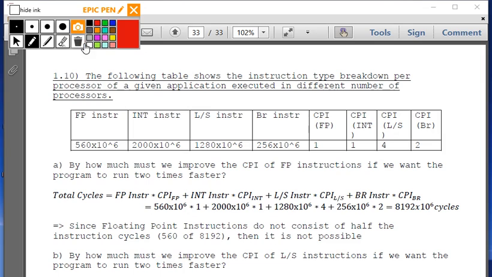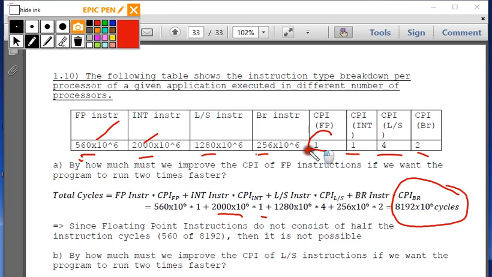So you can use your handy-dandy Amdahl's law. You can use your equations, and you can multiply it out. So we know that our total cycles are equal to 560 times 1 plus 200 times 1 plus 1,280 times 4 plus 256 times 2. And we get 8,192 times 10 to the 6 cycles. The total number of cycles is 560, right?